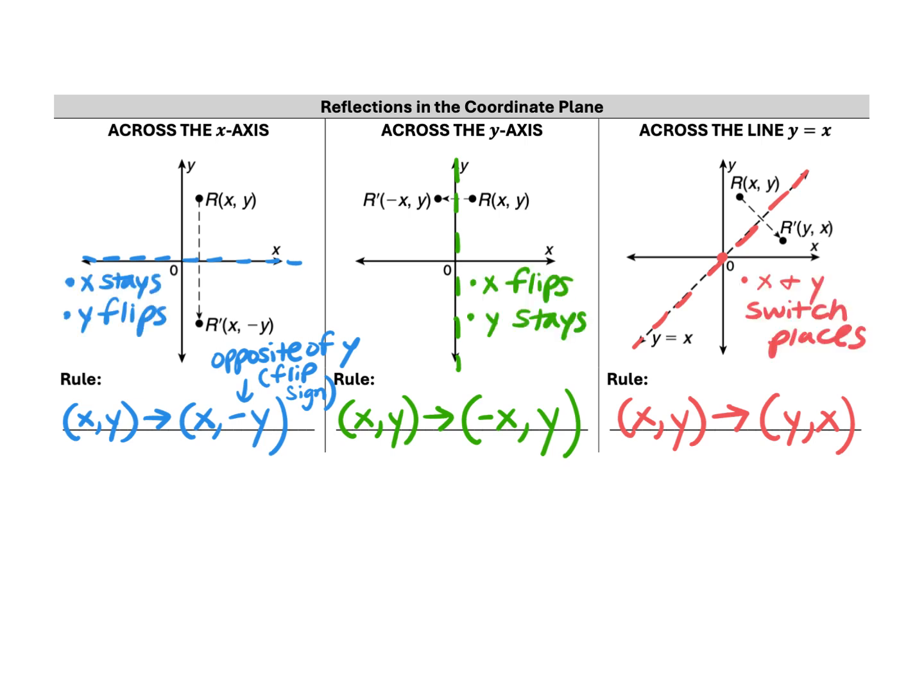Here I wrote a little note. You can add this if you'd like. For the x-axis, the x stays, y flips. For the y-axis, the y stays, and the x flips. And for y equals x, the x and the y will trade places. We're going to be using lots of rules throughout this chapter. These rules are like the maps. So it's going to be good for you to learn how these rules work. We're going to apply those in our next example.